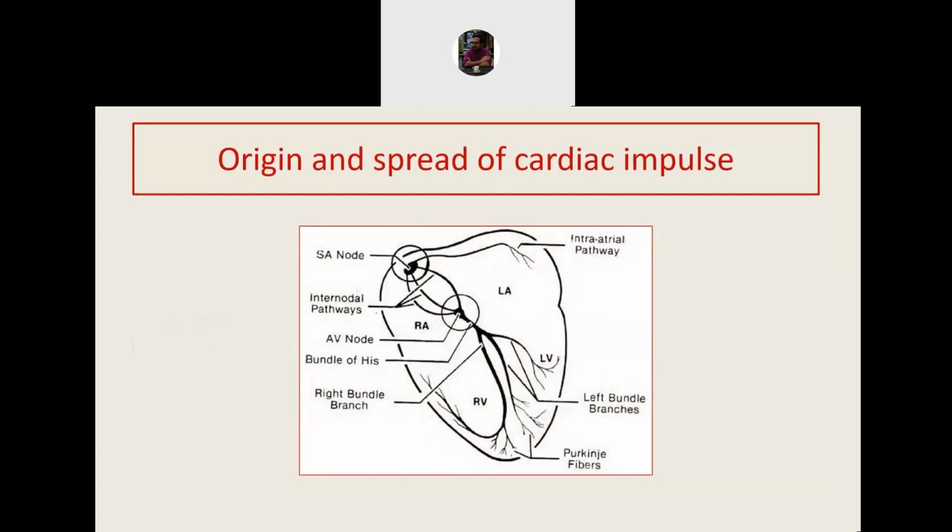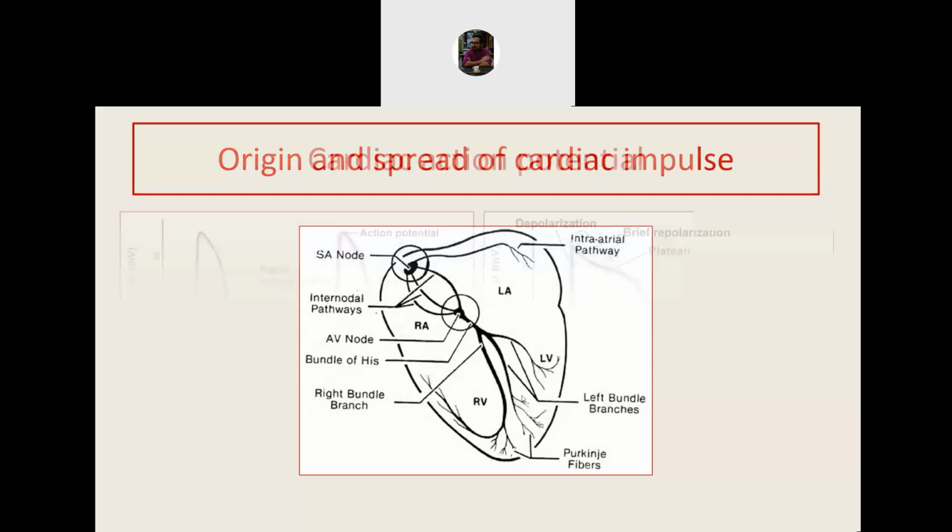In the AV node, it waits for some time. From there, it enters the bundle of His and enters the ventricle. It then divides into left and right branches, and the left branch further divides into anterior and posterior fascicles. Finally, they all divide into Purkinje fibers and synapse with the individual cardiomyocytes.